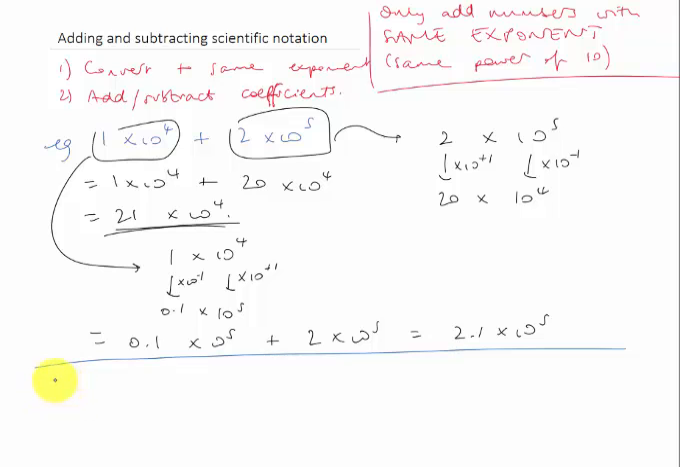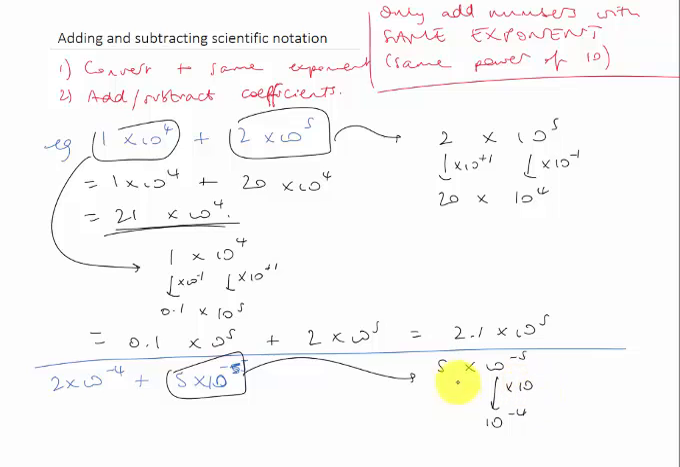Right, now let's just have one example now with a negative exponent. So let's say 2 times 10 to the minus 4 plus 5 times 10 to the minus 5, and let's choose to do that in 10 to the minus 4, so we have to change this. So 5 times 10 to the minus 5. We want to go to 10 to the minus 4, so that is times 10. It's the plus 1, so this is times 10 to the minus 1, so it all stays balanced.